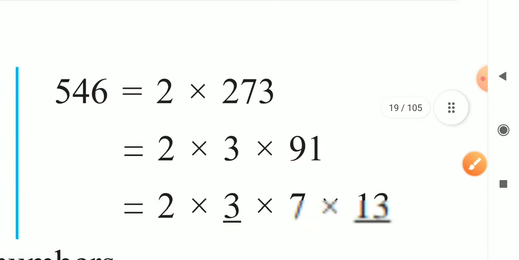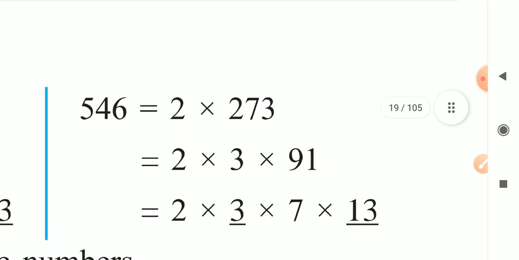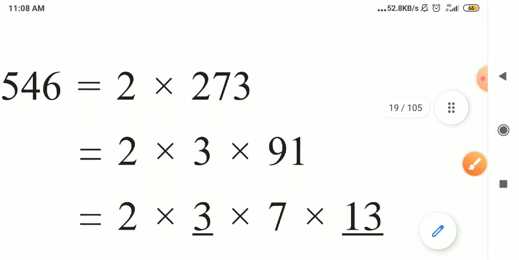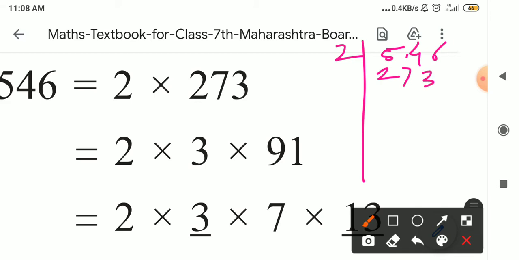The next is 546. When big numbers come, finding such factors is problematic. So it is better to find the prime factors in this way. 546 is divisible by 2. 2 2s are 4, 1 remains, 2 7s are 14 and 2 3s are 6. If you see here, 273 and 2, the multiplication of these 2s has come.